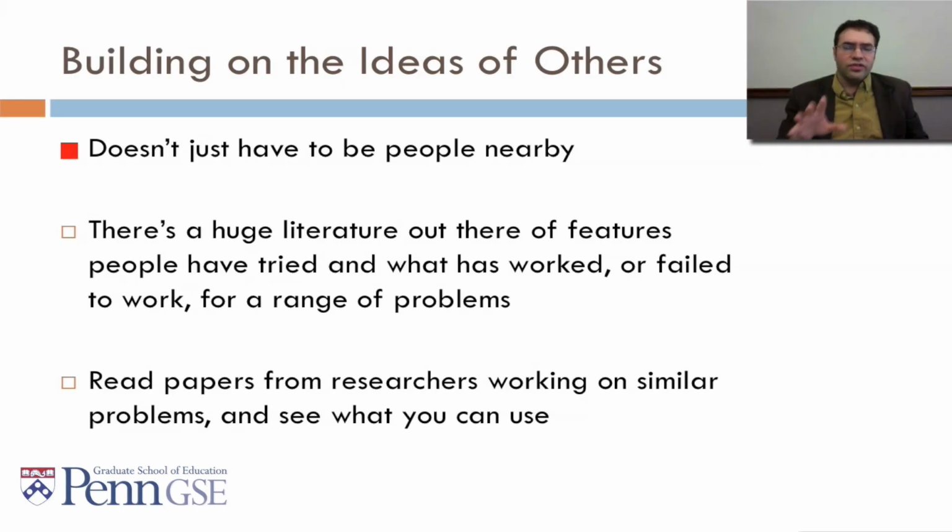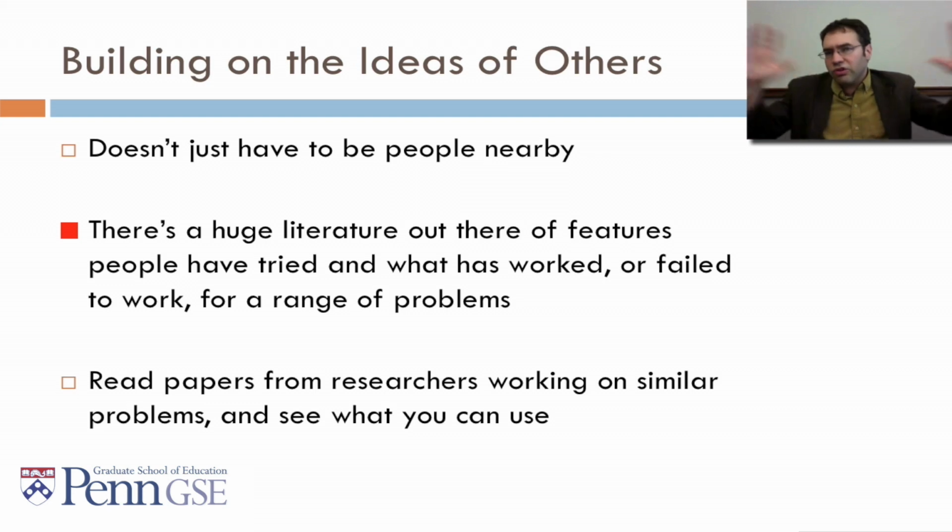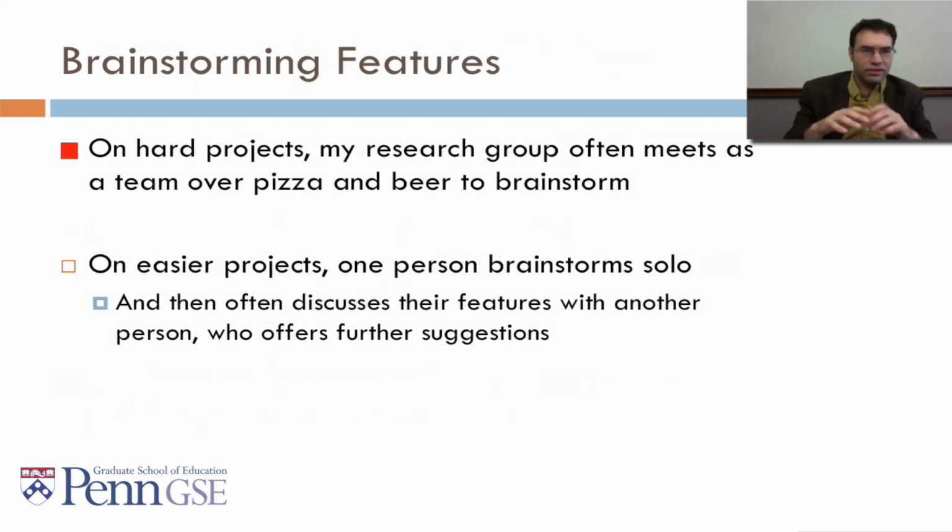I want to point something out. Building on the ideas of others doesn't just have to be people nearby. There's a huge literature out there of features that people have tried and what's worked or failed to work for a range of problems. Read papers from researchers working on similar problems and see what you can use. On hard projects, my research group often meets as a team over pizza and beer to brainstorm. On easier projects, sometimes one person will brainstorm solo and then discuss their features with another person who will offer further suggestions.